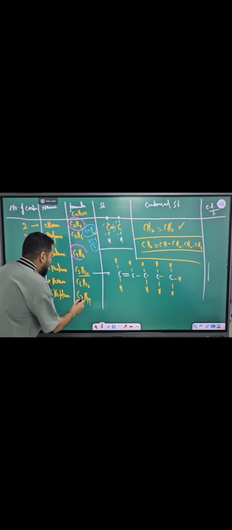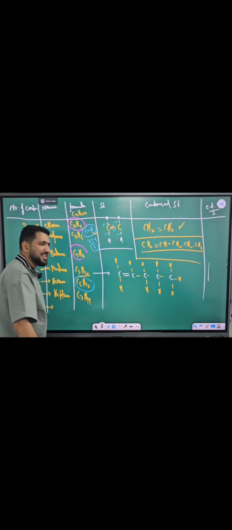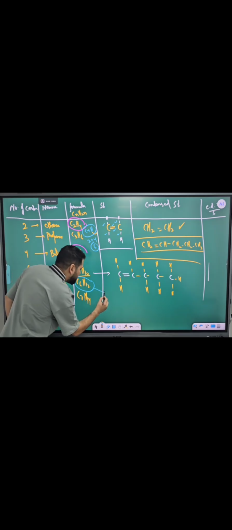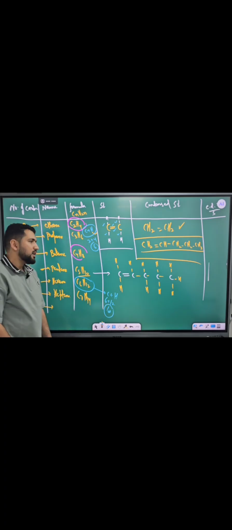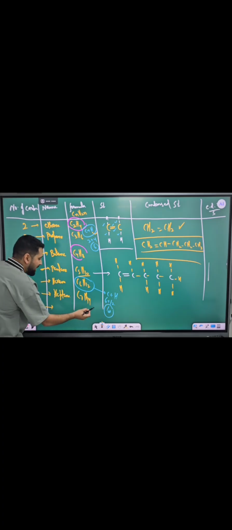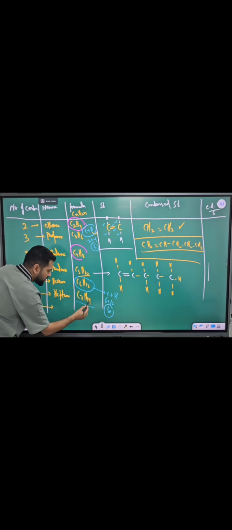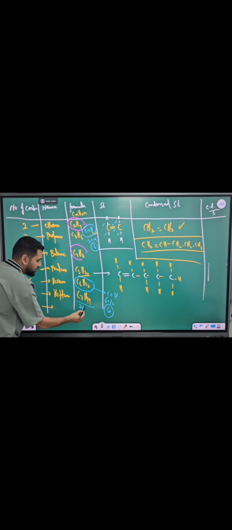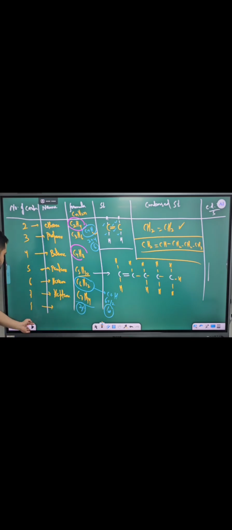What if they ask you how many total covalent bonds will be present in C6H12? Just add carbon plus hydrogen. How many carbon guys? 6. How many hydrogen? 12. 12 plus 6 is 18. Right? How many total covalent bonds are present in C7H14? 14 plus 7 is 21. I hope this thing is clear as well.